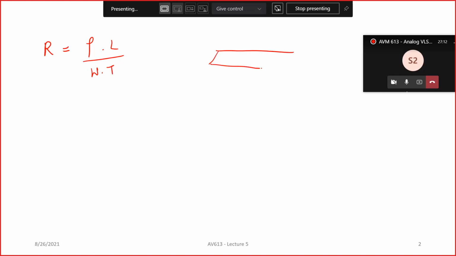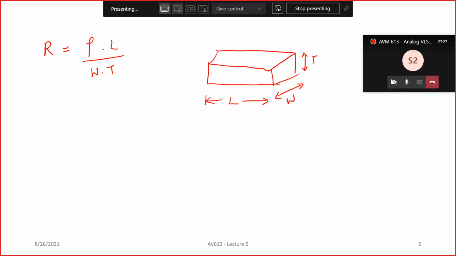When you talk about the resistance of any material, you have the resistivity given by rho, times the length divided by the area, which is width times thickness. Let's say we are considering a bar of metal or any material. It has a certain length in this dimension, width in this dimension, and thickness in this dimension. And rho is the resistivity.